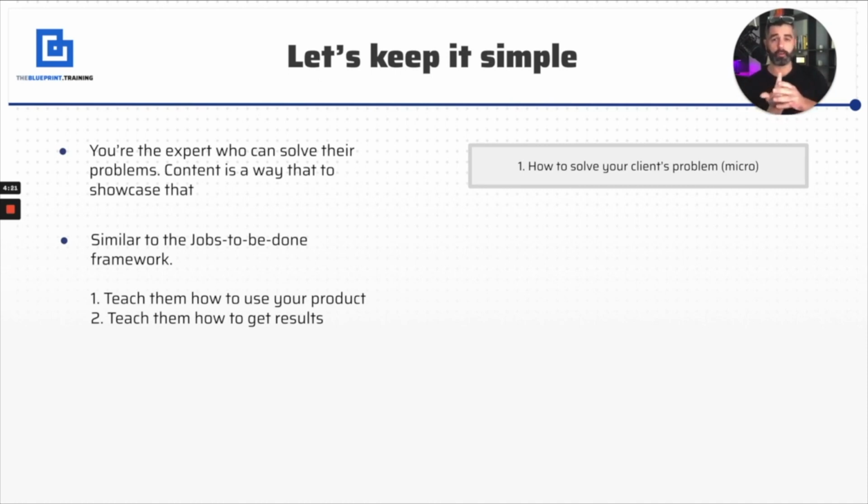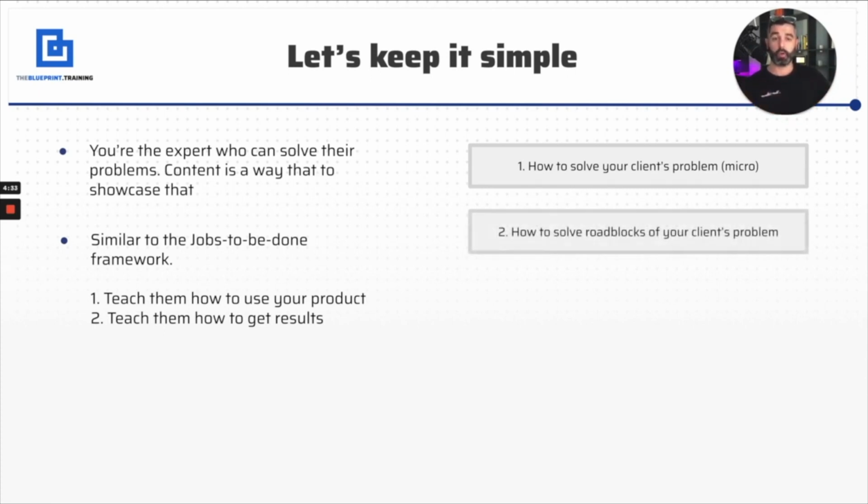And really what we want to do there is showcase how to solve your client's problem. Just tell them straight up, this is how we're going to solve your problem. This is the problem you're having. This is our exact process to do so. The next one up is how to solve the roadblocks of your client's problem.